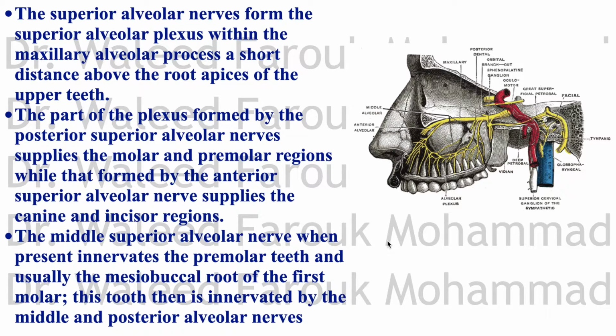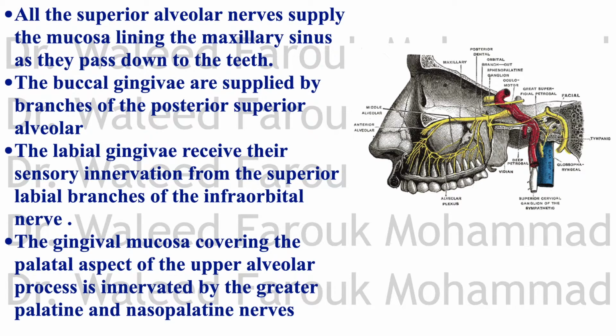The middle superior alveolar nerve, if it's present, innervates the premolar teeth and the mesiobuccal root of the first molar. This tooth then is innervated by the middle and posterior superior alveolar nerves. Now, all the superior alveolar nerves supply the mucosa lining the maxillary sinus during their course, and the buccal gingiva are supplied by branches of the posterior superior alveolar nerve as well.